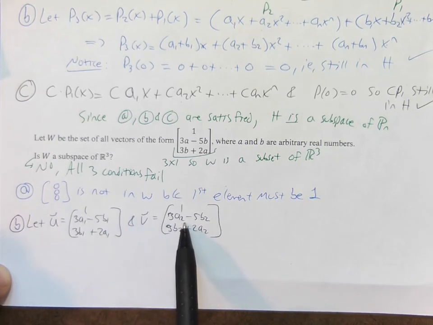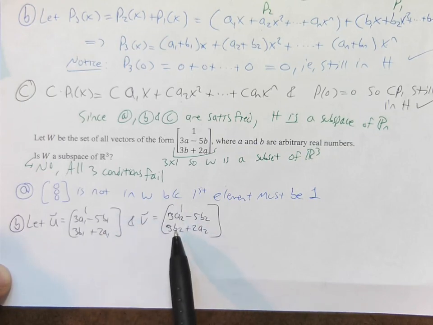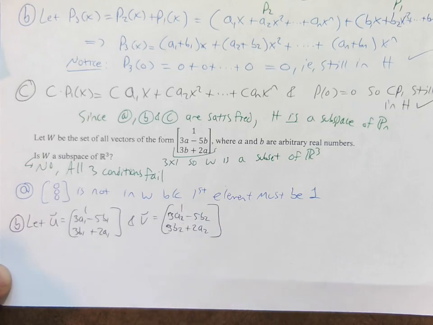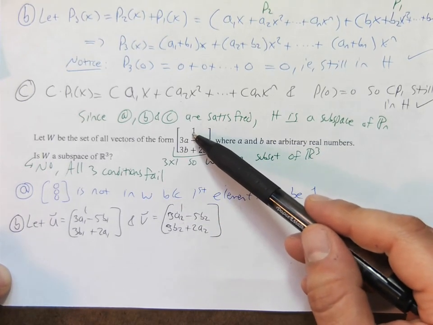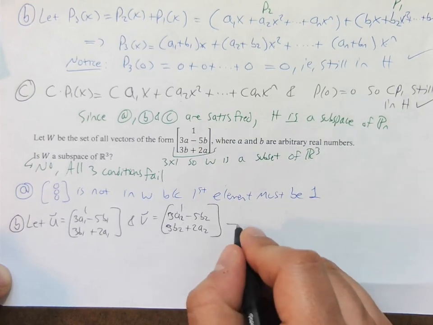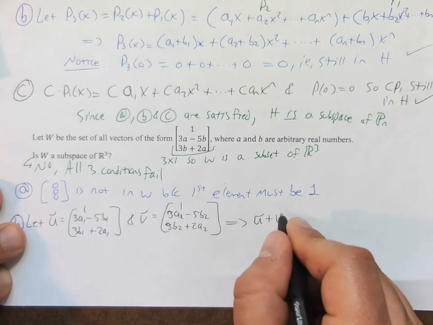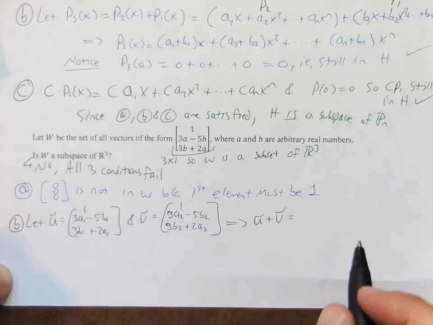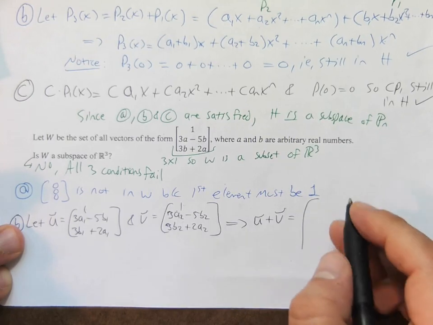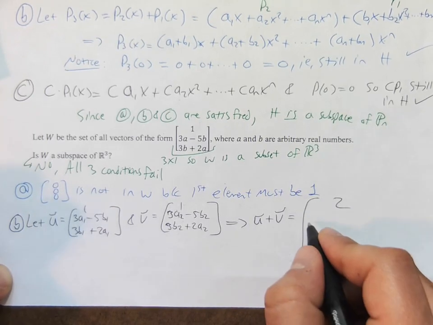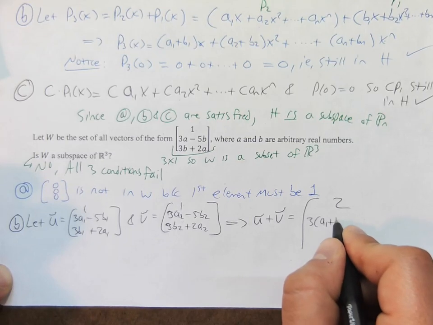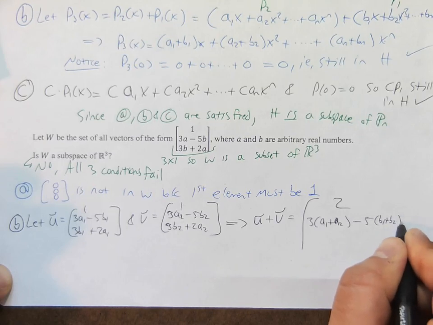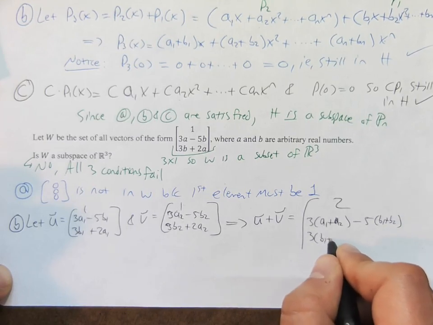And if we added them together, the second and the third entry would actually look okay, but the first entry you add together and it would end up being the number 2. And this space specifically says we need to have a 1 in the first entry. And so if we did U plus V, I'm going to rearrange things and factor it. I'm going to skip a couple steps here, but if we did U plus V, we'd get a 2 in the first spot. We would get this in the second spot. And then this in the third spot.